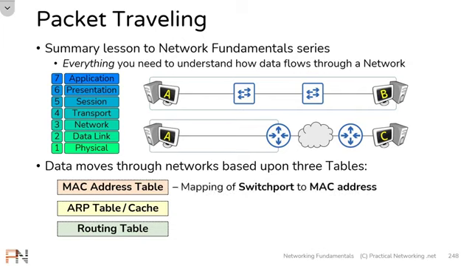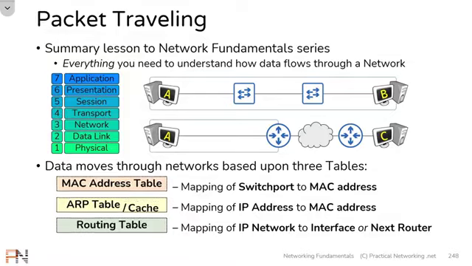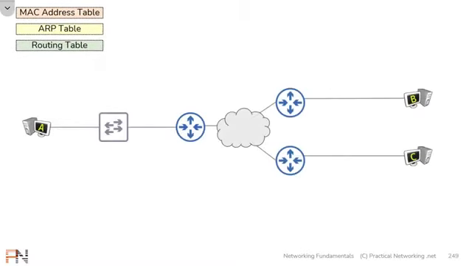A MAC address table is a mapping of a switch port to a MAC address, and an ARP table is a mapping of an IP address to a MAC address, and a routing table is a mapping of an IP network to an interface, or an IP network to an IP address of the next router in the path, also known as the next hop IP address. These three tables are crucial to moving data through a network, and we're going to show you everything that happens with these three tables as data is flowing through this network topology.